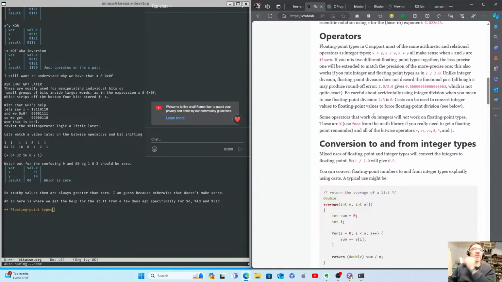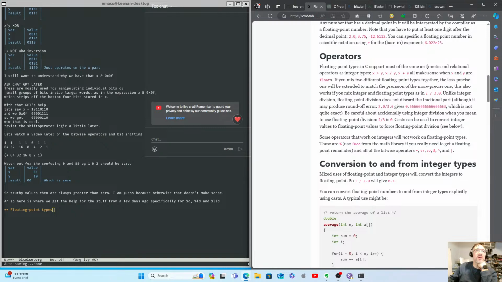Operators. Floating point types in C support most of the same arithmetic and relational operators as integer types. x > y, x / y, x + y all make sense when x and y are floats. If you mix two different floating point types together, the less precise one will be extended to match the precision of the more precise one. This also works if you mix integer and floating point types, as in 2 / 3.0.